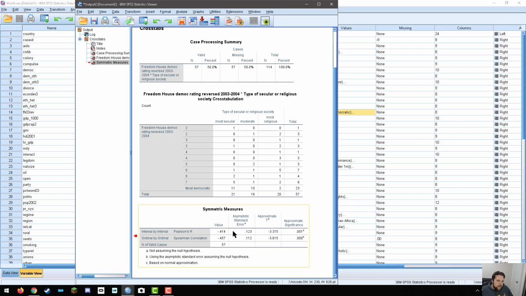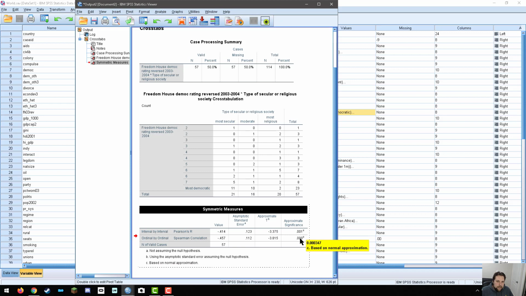Okay, so the value here is what is important for your correlation itself, to find out correlation strength rather. But for the current purposes of doing statistical significance, determining whether or not your null hypothesis is true or not, we're going to do it based on this approximate significance value. Okay, so it's 0.000 again. So let's double click that and see exactly what that number represents.